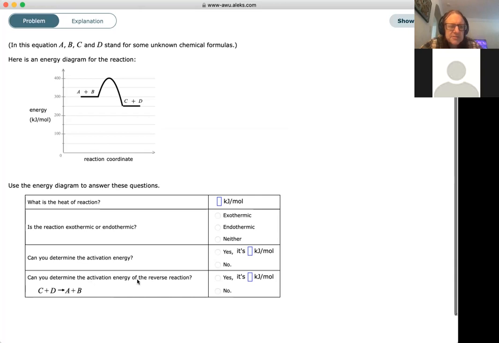Can you determine the activation energy of the reverse? Okay, so I was thinking a little bit ahead. That's actually what they're asking here. So if you do the reverse reaction, the activation energy would be from here up to there, which is 150. Okay, so there's that problem.